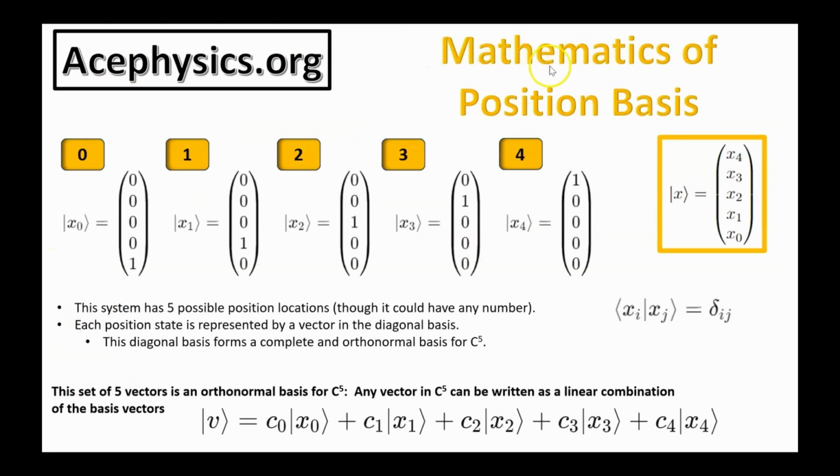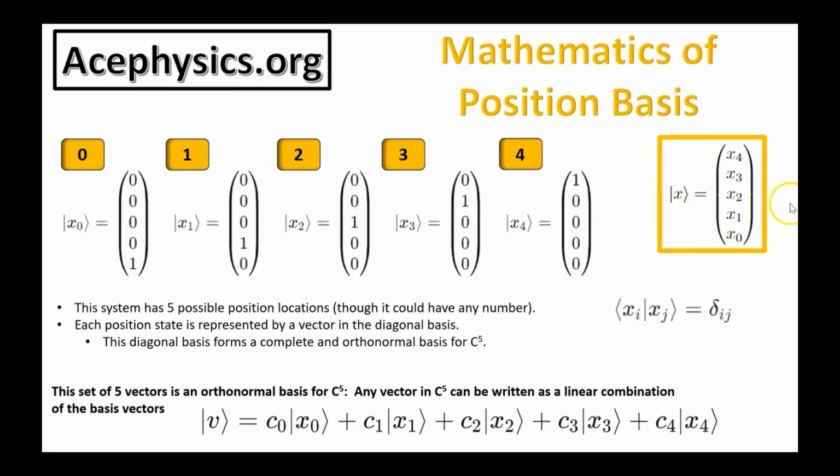Now I'm going to discuss the mathematics of the position basis. Each position state is represented by a vector in the diagonal basis. This is vector x0, and this vector corresponds to a particle being at position 0. x1 has the 1 in the second location, and this vector means physically that there's a particle at location 1. x2 means there's a particle at location 2, and so on.